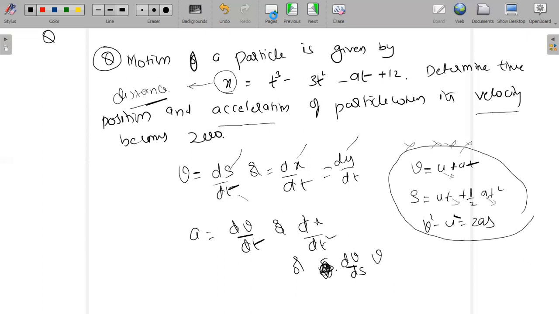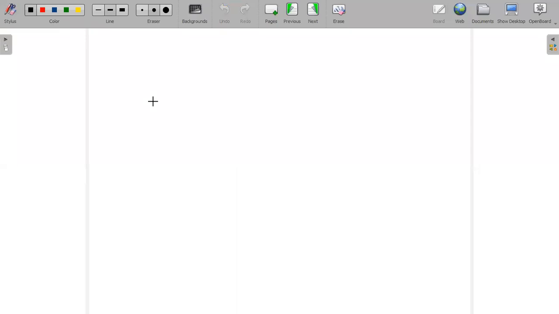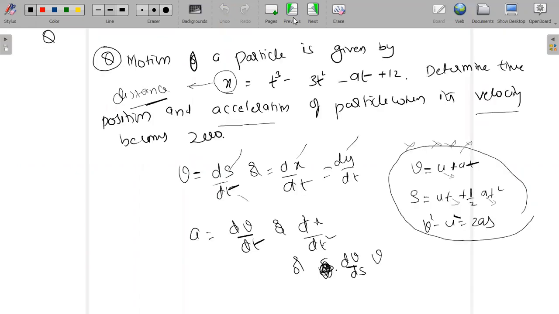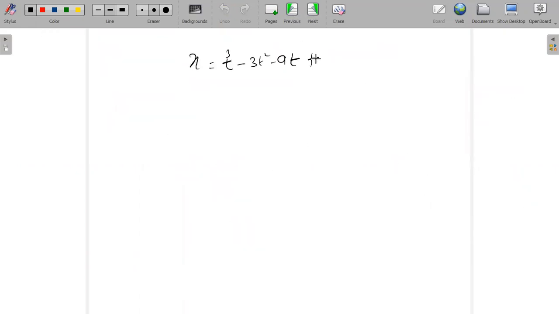So let us take the equation first. This was asked in your university problem. Please listen carefully. The equation they have given is x is equal to t cube minus 3t square minus 9t plus 12. Now we have to find the velocity. The first thing we have to find is velocity, because velocity has a direct relationship with displacement, dx by dt.